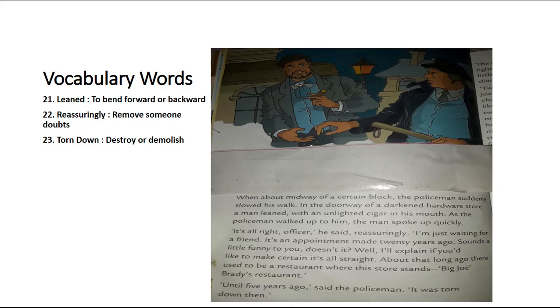The explanation of the third paragraph is: the policeman, going on his way, saw a man near the doorway of a darkened hardware store, and this man had a cigar in his mouth. The policeman goes to him and the man sees the policeman coming near. The man tells the officer that he is just waiting for his friend and is not here to create any problem. This friend is someone with whom he made an appointment 20 years ago. He says he knows it sounds quite funny, but it's true that a long time ago there was a restaurant named Big Joe Brady's, but now it is not here. Then the policeman said that it was torn down 5 years ago.